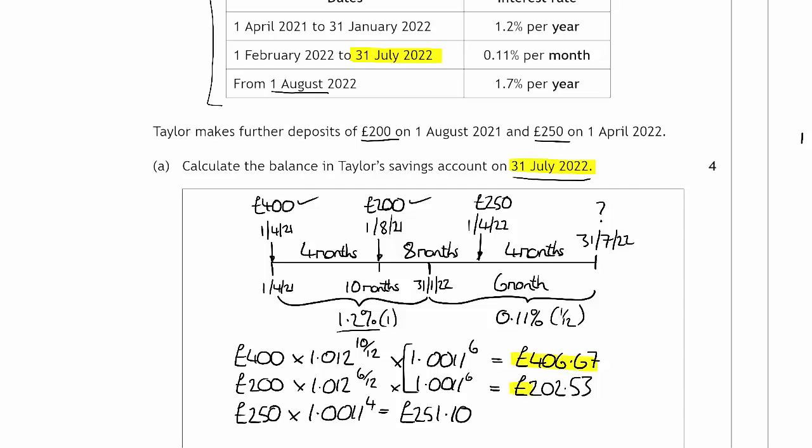I find these ones the trickier ones because your interest rate's varying, but also how much money you're putting in. It's not just one lot at the very start. So if we add all these together, that should give you £860.30.